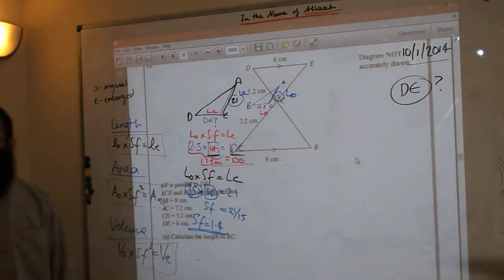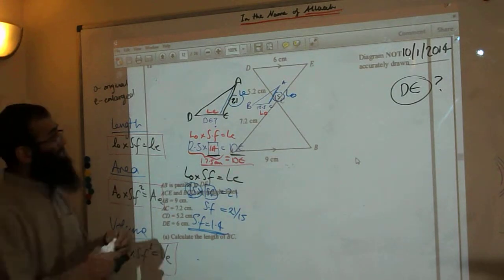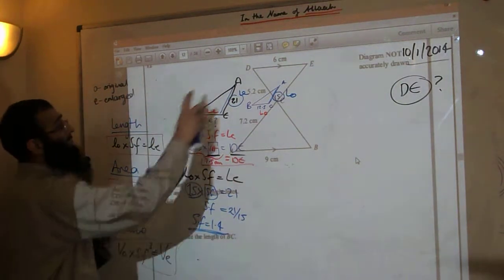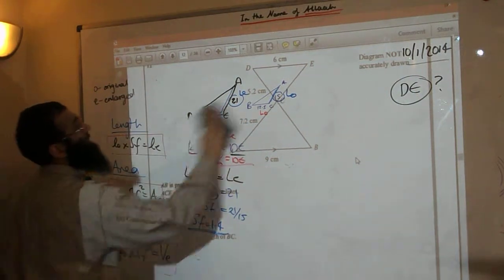Okay, this is an actual exam question on scale factor. Let's quickly rub this down and look at this examination question. So let's have a look at how questions can vary in the examination.